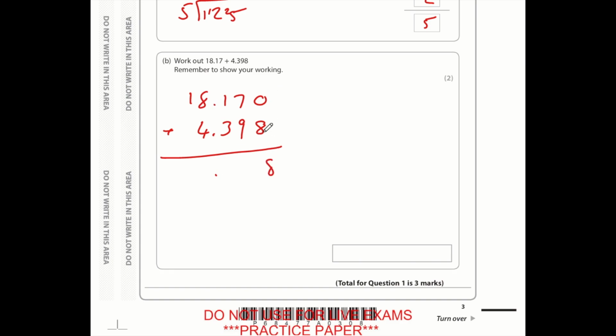0 plus 8 is 8, 7 plus 9 is 16, carry the 1, 1 plus 3 is 4, plus 1 is 5, 8 plus 4 is 12, carry the 1, 1 plus 1 is 2, so the answer is 22.568.